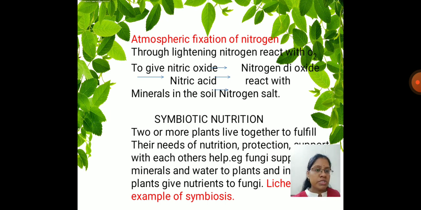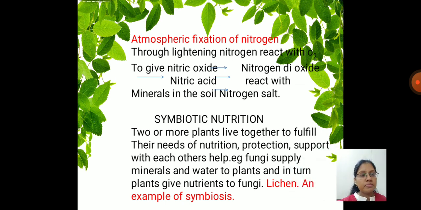The next one we are going to see is symbiotic nutrition. Two or more plants live together to fulfill their needs of nutrition, protection and support. If you are living in a colony, even plants also live in colonies, and they both benefit. Not only animals live in colonies for their protection and support, but even plants live with other plants to fulfill their nutrition. Some nutrition is provided by other species, so they take that nutrition which cannot be produced by themselves, with each other's help.